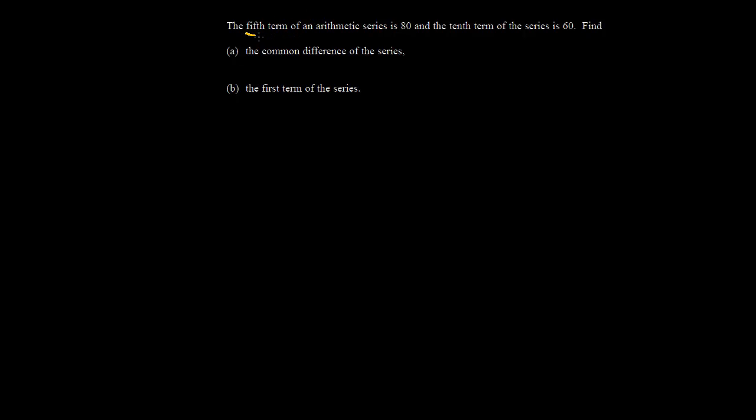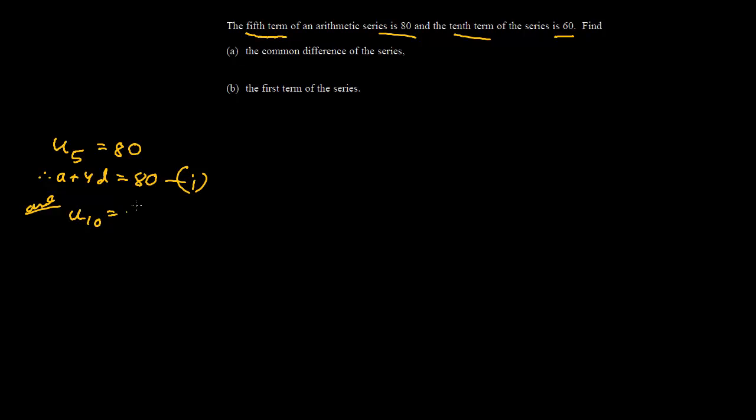The first one is the fifth term of an AP, or arithmetic series, is 80. So we can write U5 equals 80. Therefore, A plus 4D, remember the fifth term is A plus 4D, equals 80. So this is equation 1. The next information is the 10th term is 60, so U10 equals 60. That means A plus 9D equals 60.